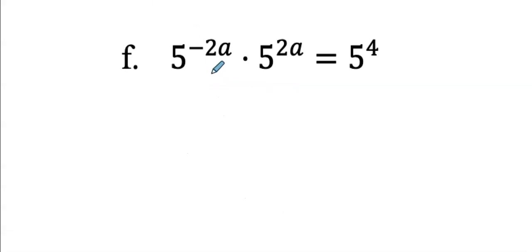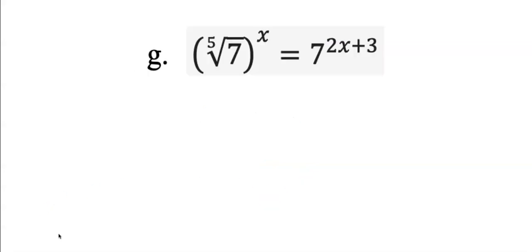Okay? Your base is all the same, so this time I'm going to take negative 2a plus, okay, because I'm multiplying, multiply your exponents, equals 4. All right, so I added these two exponents, that equal to the 4th. Negative 2a plus 2a is 0. 0 equals 4. That is no solution.